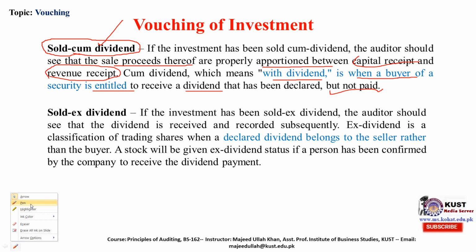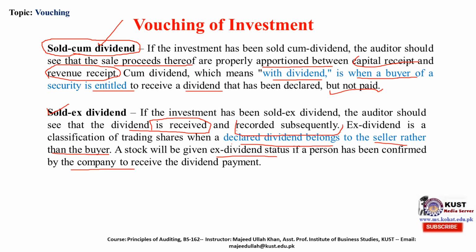Ex-dividend, in this case, the dividend will be received by the seller. The seller will sell the shares to the buyer, but the right to get the dividend is retained by the seller. So ex-dividend is a classification of traded shares when the declared dividend belongs to the seller rather than the buyer. A stock will be given ex-dividend status if a person has been confirmed by the company to receive the dividend payment. In this case, the auditor should confirm that the dividend amount received by the company is recorded subsequently in the books of record.